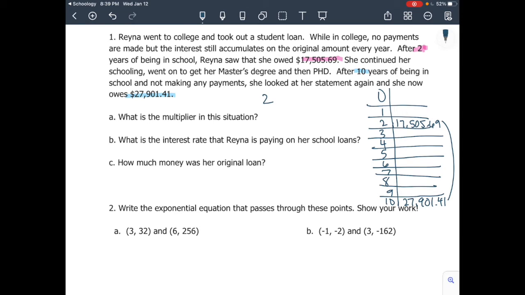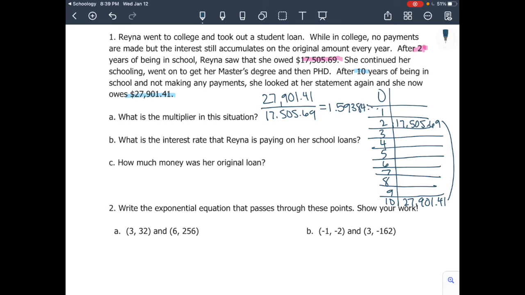So to find the multiplier, we're going to divide these numbers. So 27,901.41 divided by 17,505.69. And then when you do that, let me do that real quick. You get 1.59384, all kinds of numbers. And I'm just going to leave that in there and take whatever root it is and copy and paste it.